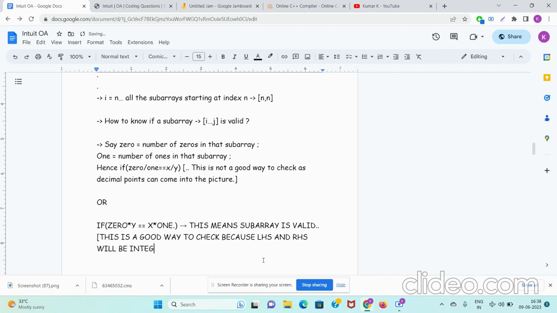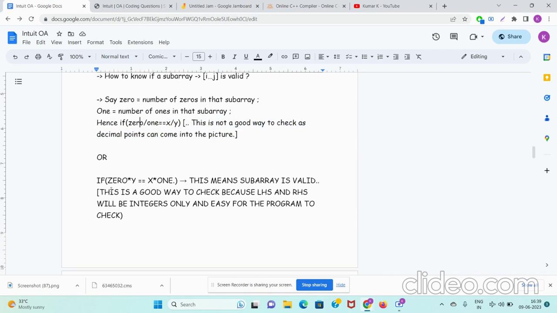Will be integers only and easy for the program to check. You could do this also, but this has the division operator. If you divide two numbers, it can give something like 3.53535353, and this can also give 3.53535353 infinite. So the compiler might make some mistakes, and we don't want to go into those mistakes. That's why. So that's it.